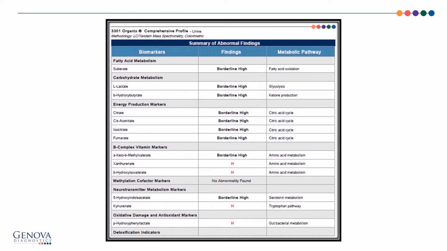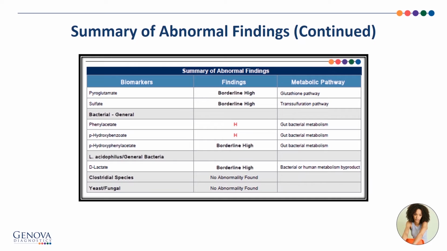High findings, listed here with an H, are findings where the marker was all the way outside of the reference range. The metabolic pathways are also mentioned here in the column on the right. Depending on how many borderline and abnormal results are in a patient's report, the summary may expand onto a second page, which is what we see here. Several additional borderline findings and some high findings as well, which we will discuss in more detail as we go through the report.